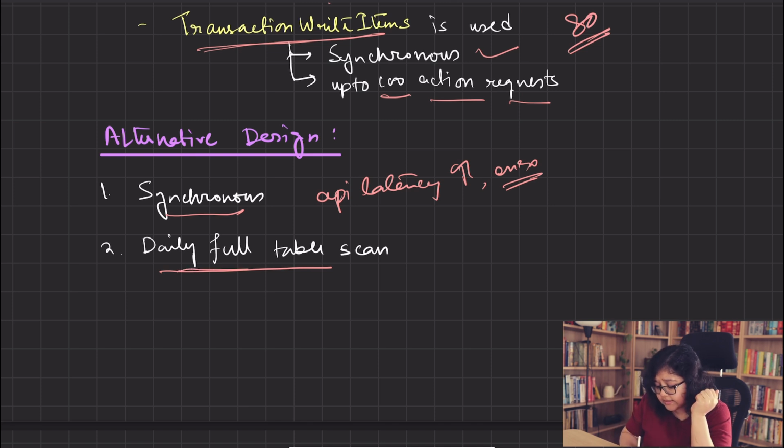Similarly, we could do a daily full table scan, where every day you scan the whole table, calculate the count, and update the aggregated favorite table. Yes, you can do that. But the problem is the favorites table has millions of records, so a full scan every day will be really expensive. That's why they chose to go with the asynchronous one instead of these two.